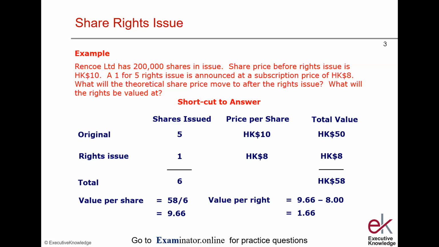Now, in the exam, they may give you different data. That is, they give you the after issue price, the theoretical price of 58, and they ask you what was the original price. There, you just plug in all the numbers that will be the same, except you will be inputting the original price per share. You won't be calculating the theoretical ex-rights price.